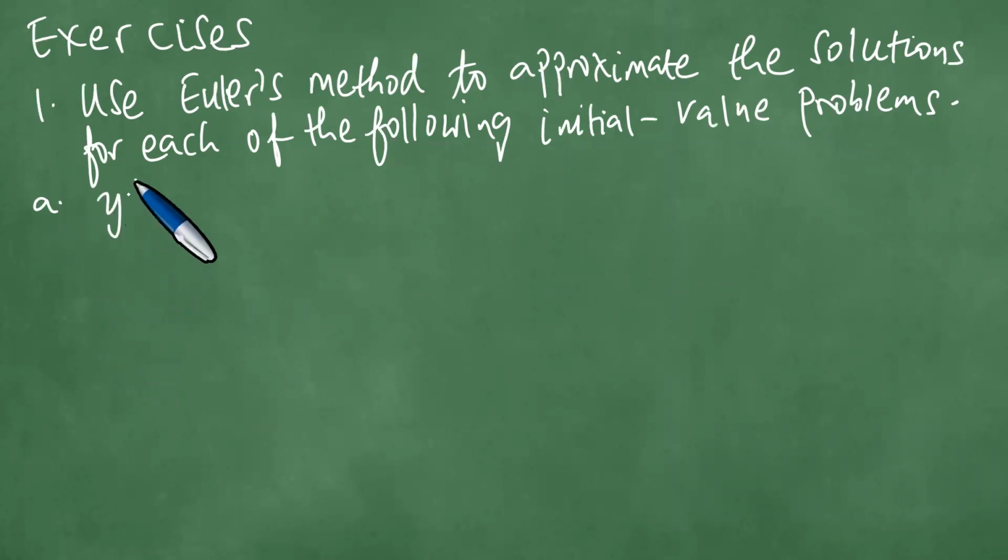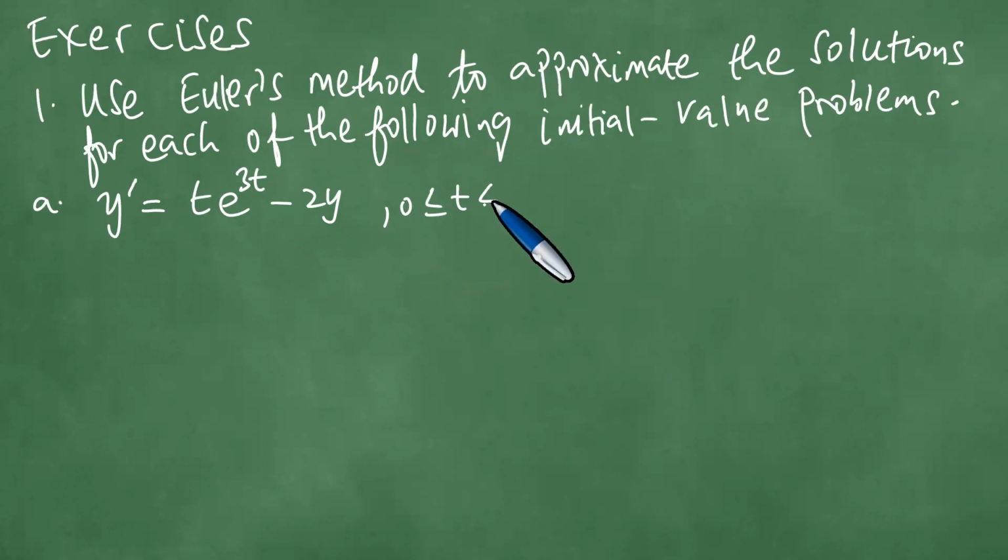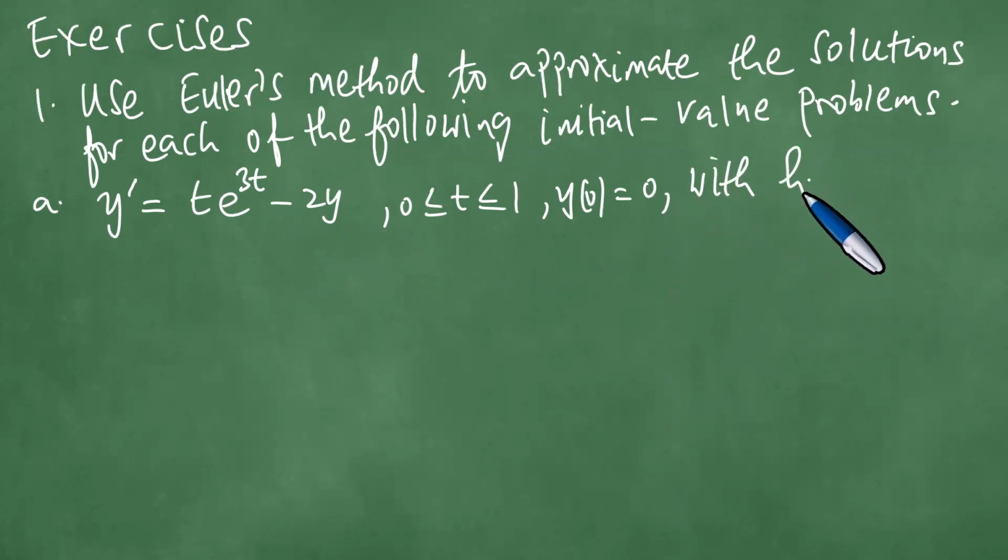Right. So if you have y prime is t e to the 3t minus twice y, when t lies between 0 and 1, y at 0 is 0, with h equals 0.5.